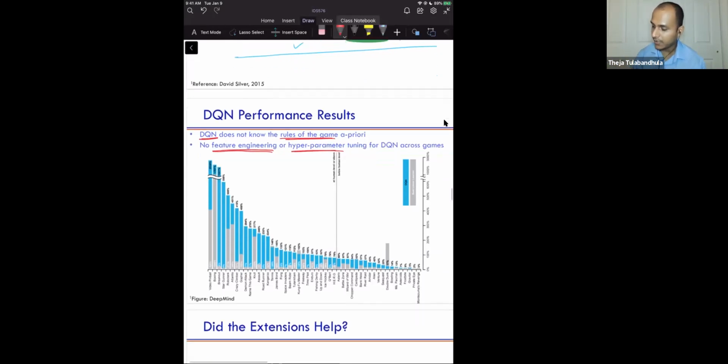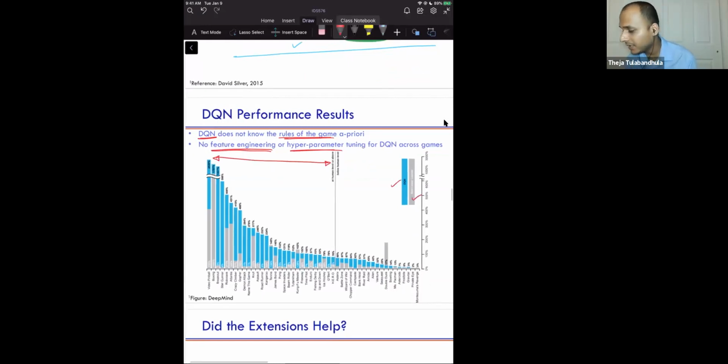Here you can see that for a large chunk of games, this graph is trying to fit in a lot of information, but all it's trying to show is the performance of DQN with respect to some other simpler technique, here the gray thing, which is the linear function approximation. You can see that there are some games where the linear function approximation is already pretty good compared to humans. This is better than humans. This is worse than humans.